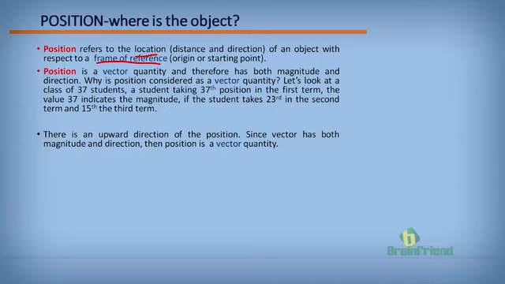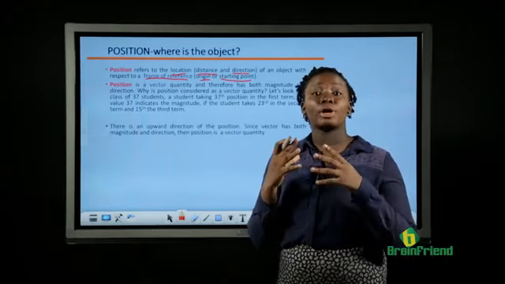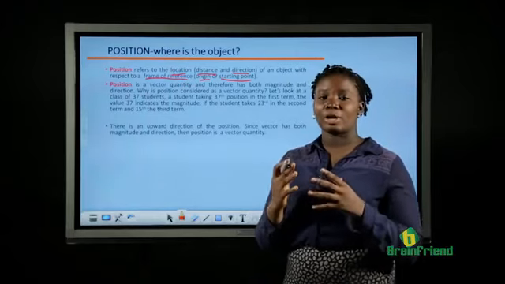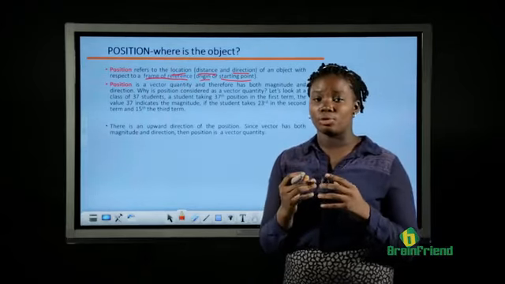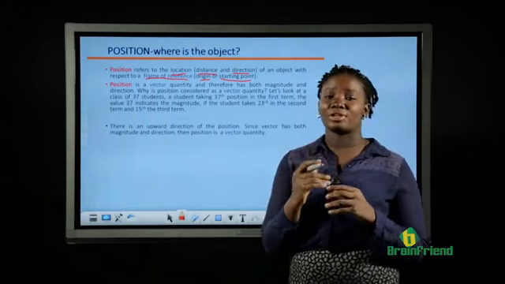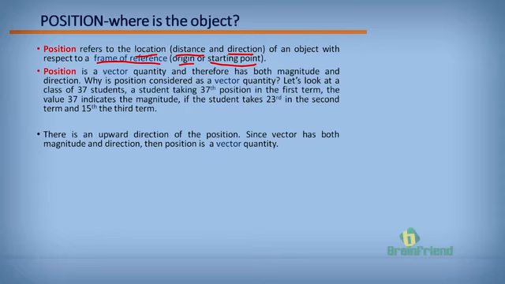The location here refers to the distance and direction, while the frame of reference refers to the origin or starting point. That is to say, your frame of reference is your point of view. In English, when you talk about frame of reference, you just mean the person's point of view. But in physics here, we use a frame of reference known as the Cartesian plane. So when I'm talking about position in physics, and I talk about frame of reference, I mean your Cartesian plane, which has the origin or the starting point. Position is a vector quantity and therefore has both magnitude and direction.